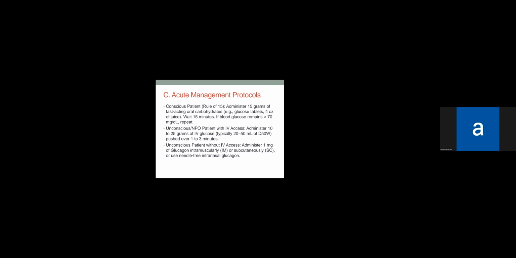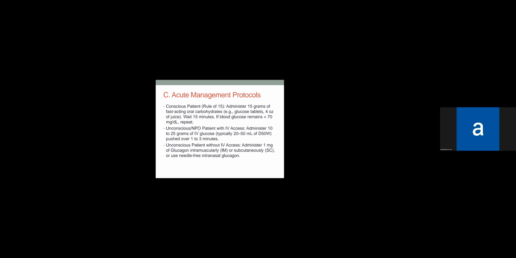Okay, if we don't have IV access, what will we do? Intramuscular or subcutaneous route: administer glucagon 1 mg via deep intramuscular injection, typically into the deltoid, or subcutaneously. Immediately turn the patient onto their side in the recovery position because glucagon frequently induces vomiting once administered.